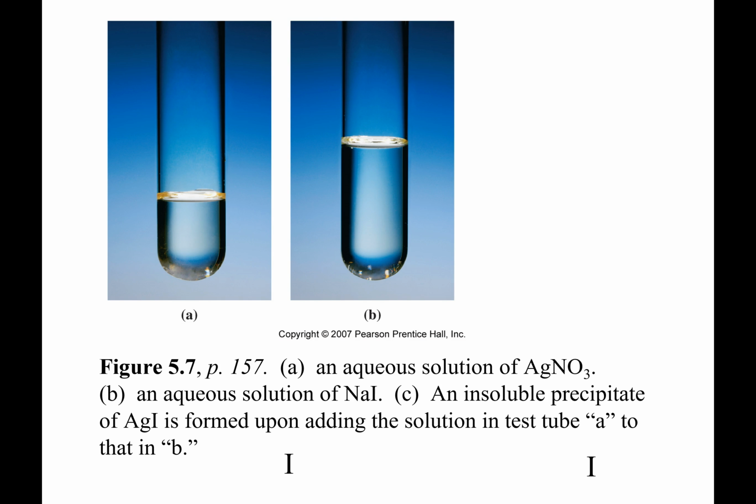Here we have 2 clear solutions. This is silver nitrate, and then we have sodium iodide. One of the types of chemical reactions that can happen is called an exchange reaction, where the silver cation is going to go with the iodide anion, so we get silver iodide, and then the Na cation is going to go with the NO3, so we get sodium nitrate. It's an exchange reaction.